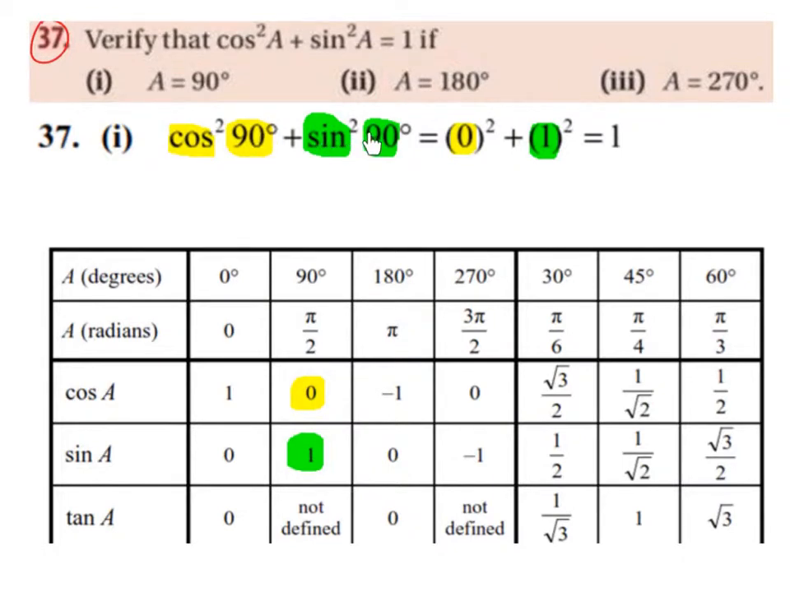And sine of 90 degrees, we go to sine, we go across, we go to 90 degrees, we go down, we get to 1. So sine of 90 degrees is 1. So sine squared 90 degrees is 1 squared. 0 squared is 0, 1 squared is 1, so we end up with 1.